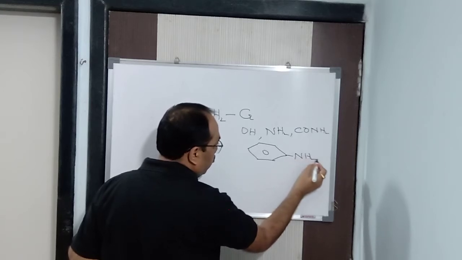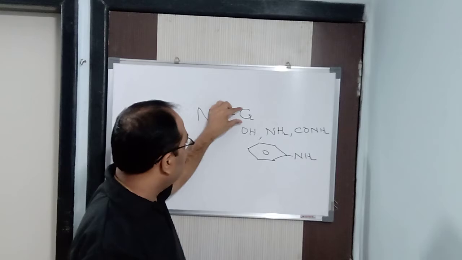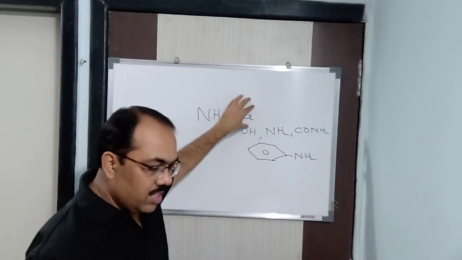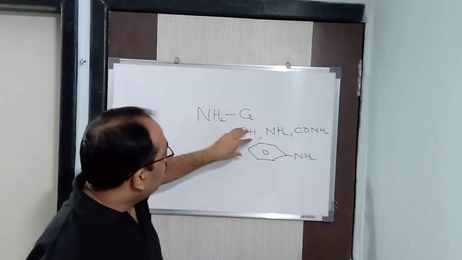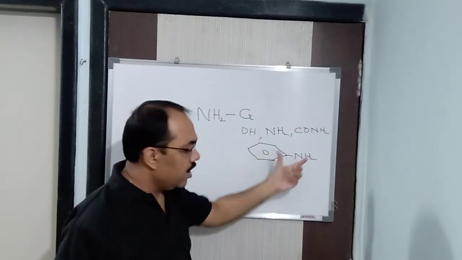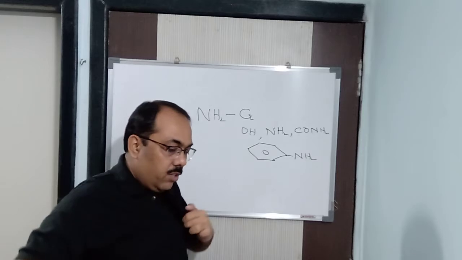NH2 group, in this way. So in short we call this particular group G, when NH2 is attached to a particular group. It is nothing but the derivatives of ammonia. It can be OH, NH2, CONH2, or a benzene ring NH2, in this way. We have got a name for it, of course. I'll tell you the name when I do the reactions.